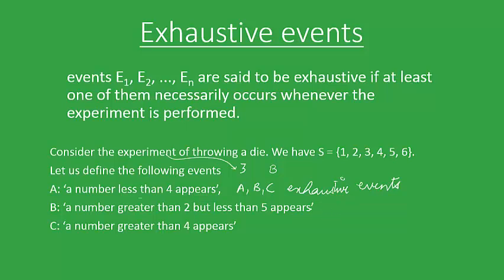Let's say we take the events A and B. These two events will not be exhaustive. Only the three sets A, B, C will form the exhaustive events, because if we choose only A and B, and a number greater than 4 appears, let's say the outcome is 5, then this outcome is not contained in these two events. So these two events do not form exhaustive events. Only these three sets A, B, C form the exhaustive events.